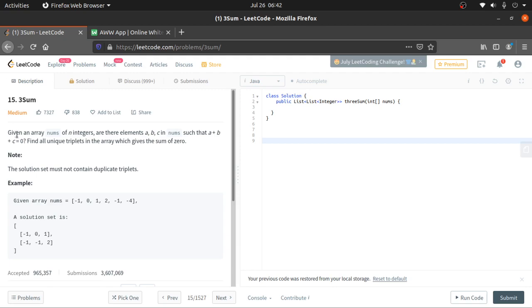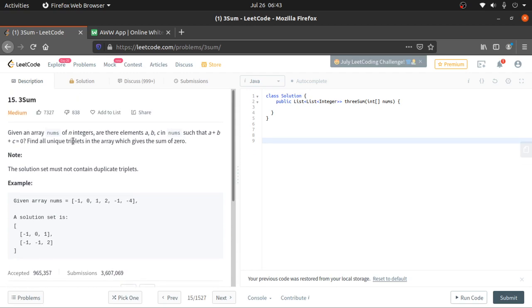Let's start with reading the question. Given an array nums of n integers, are there elements a, b, c in nums such that a plus b plus c is equal to 0? Find all unique triplets in the array which give the sum of 0. And there is a note here: the solution set must not contain duplicate triplets.